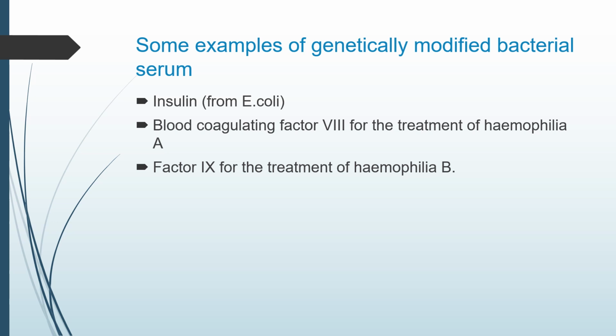I have taken a few examples of genetically modified bacterial products. Just learn them. The first one is insulin from E. coli. The second is blood coagulating factor 8 for the treatment of hemophilia A, and factor 9 for the treatment of hemophilia B. Just remember these things, they might come in your exams. Some questions might come from this. Name some genetically modified bacterial serum. Then you can mention any one of these three.